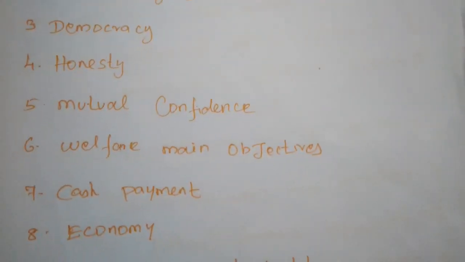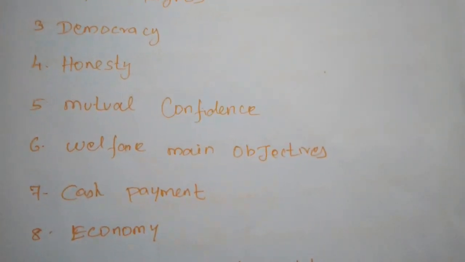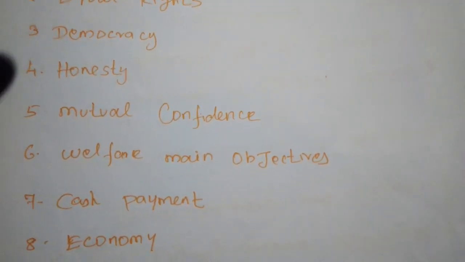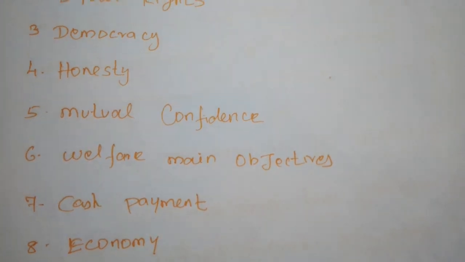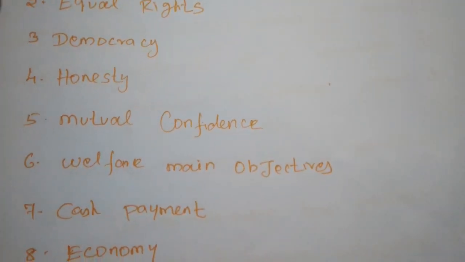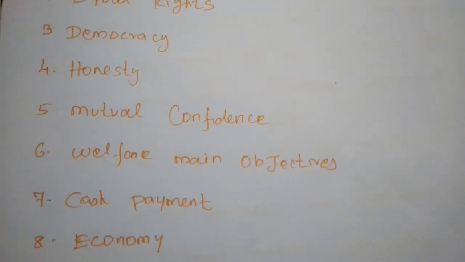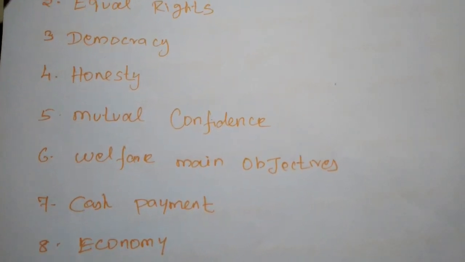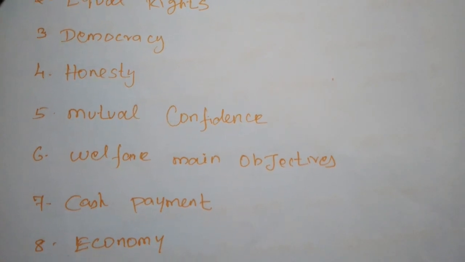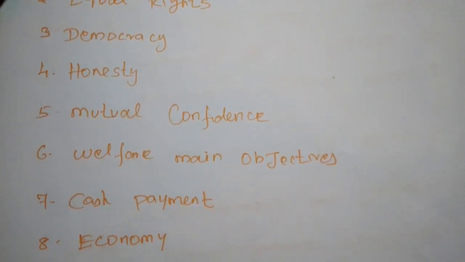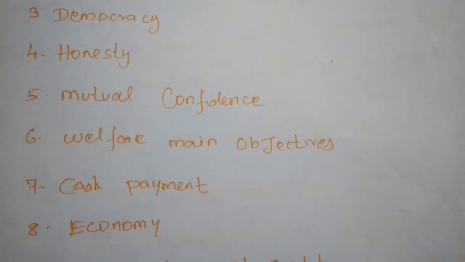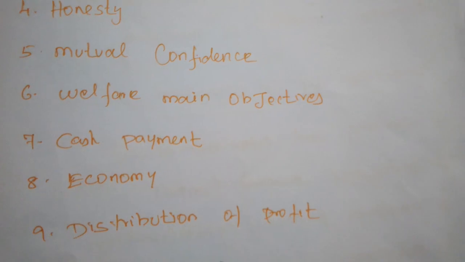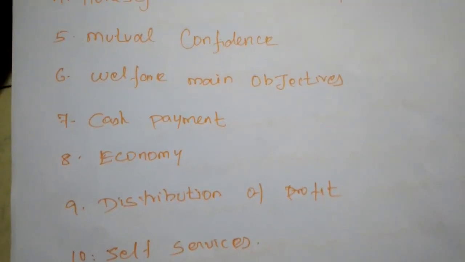Next, mutual confidence. The foundation of a cooperative society lies on mutual confidence. Members of the society should trust each other and work like a team. All the people may be separate, but even so they have to work as a team. When they are doing work as a team, they have to have confidence in each other. That's called mutual confidence.